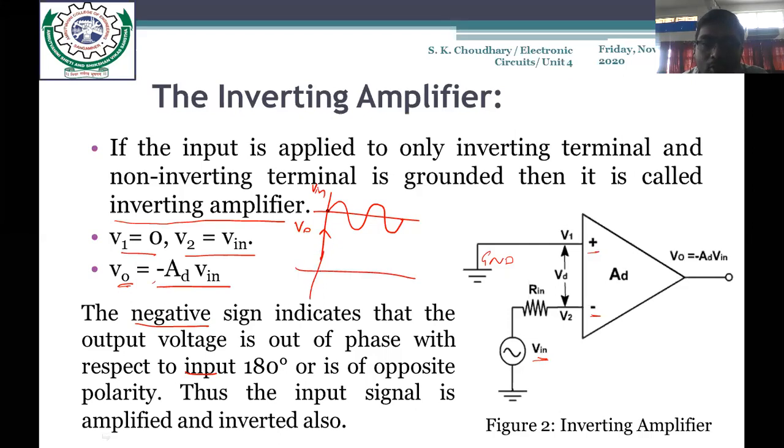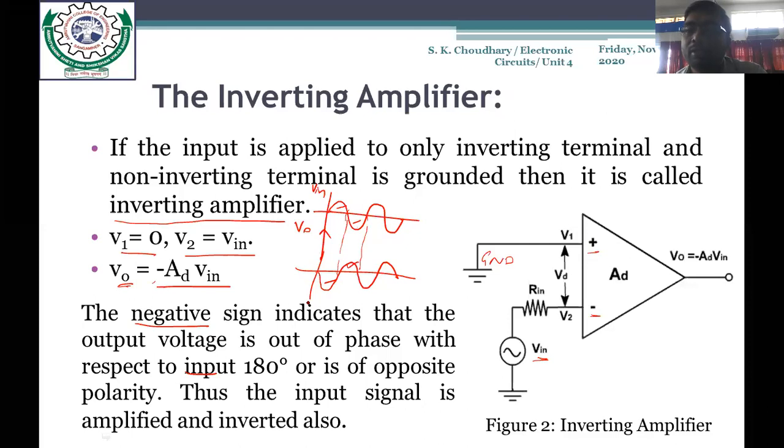Out of phase, 180 degrees out of phase, means where there is a positive amplitude, you would obtain a negative amplitude. And when there is a negative amplitude, you would obtain a positive amplitude. So you can see that the output voltage is 180 degrees out of phase, meaning wherever there is a positive input, there is a negative output. When there is a negative input, there is a positive output. Okay. Means opposite polarity. Thus, the input signal is amplified but also inverted. Okay. This is the second open loop configuration.